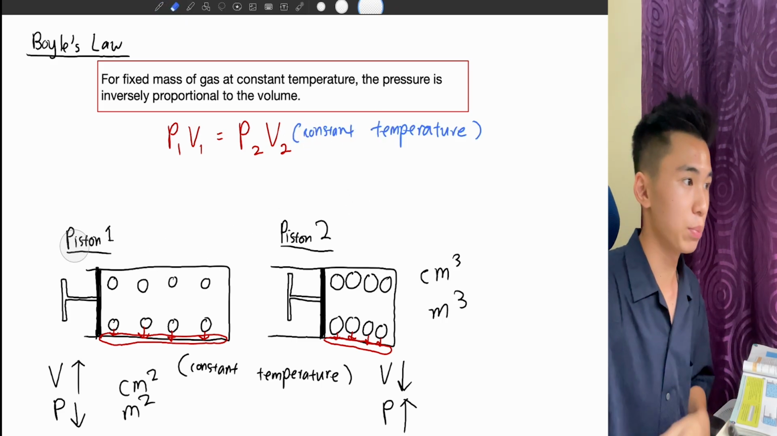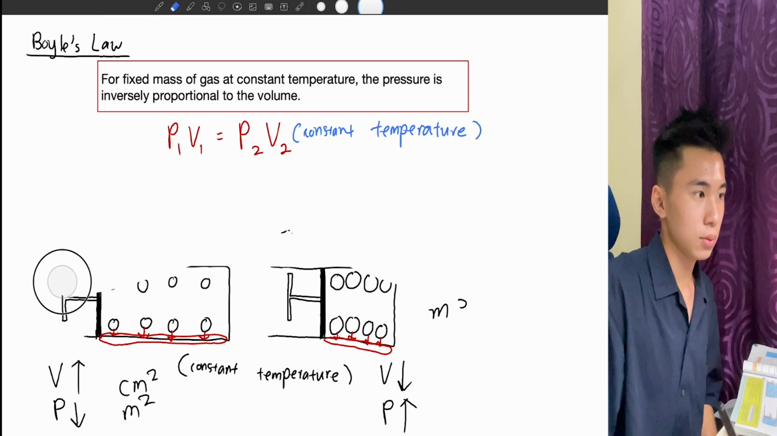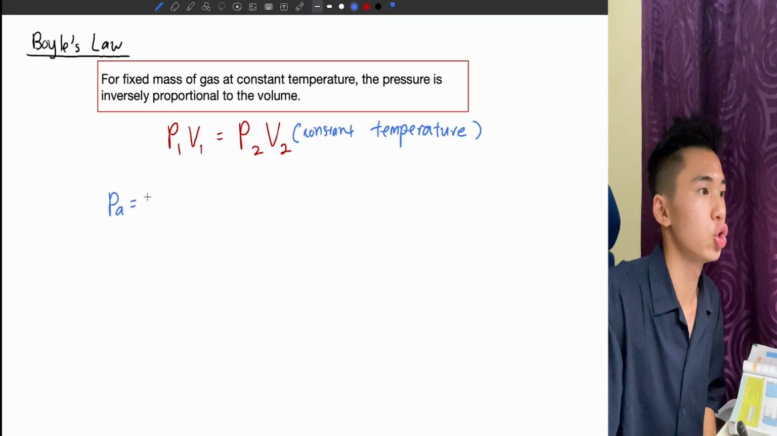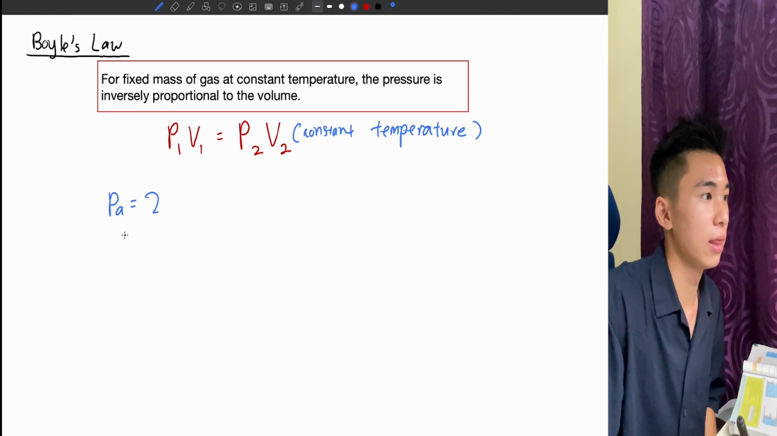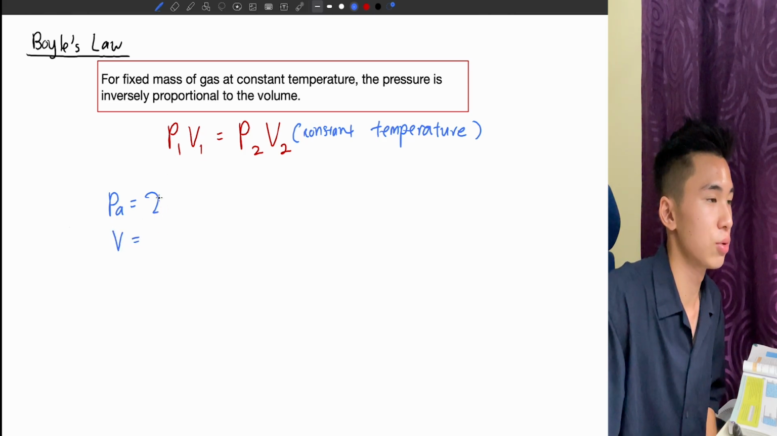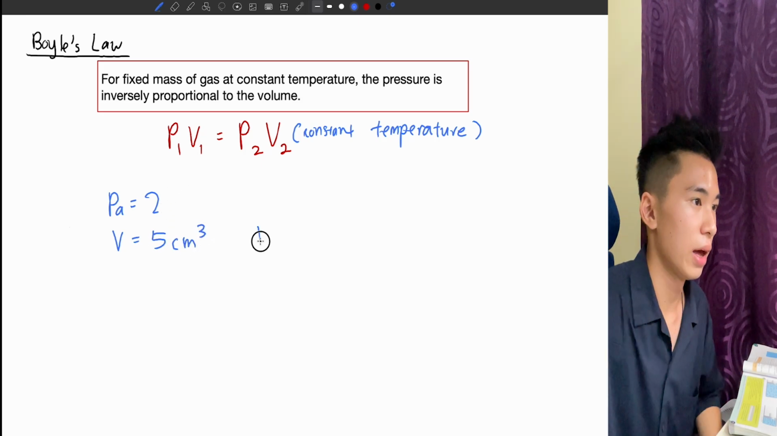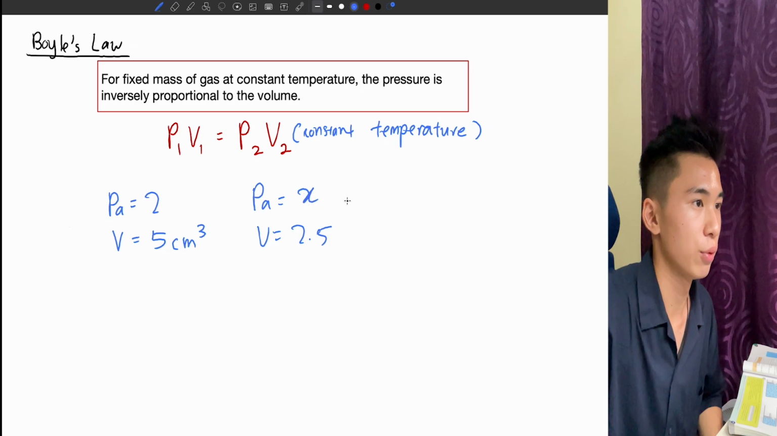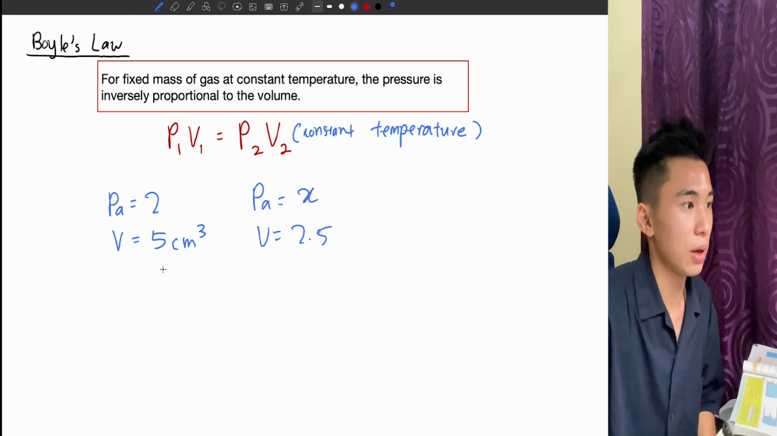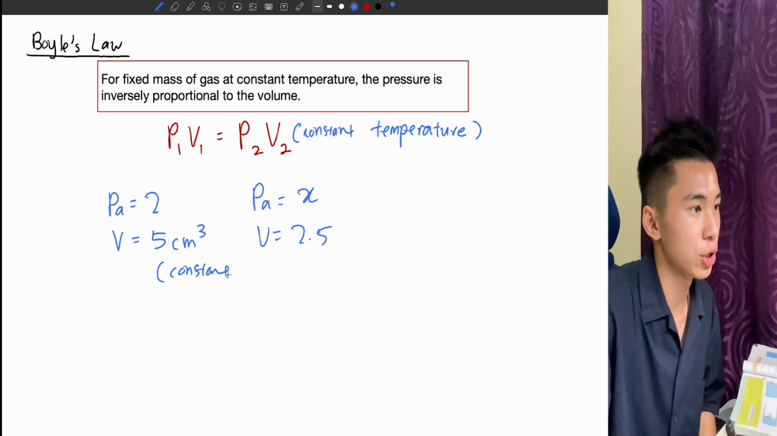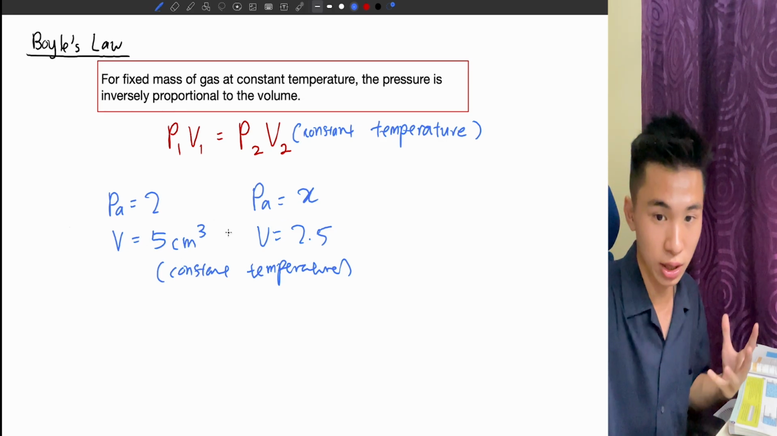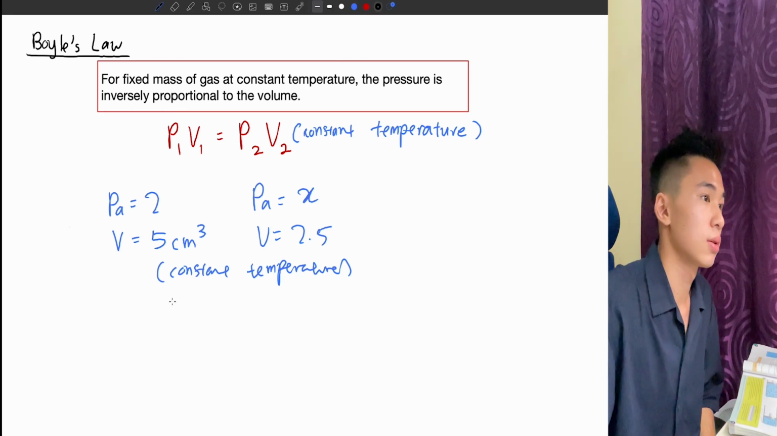So let's try an example, a question. I'm just going to erase this diagram first. Let's say the pressure is 2 and the volume is 5 cm cube in this case, and the new volume is 2.5 and the pressure is unknown. We have to find the new pressure, and the temperature is constant in this particular case. So let's try it out.